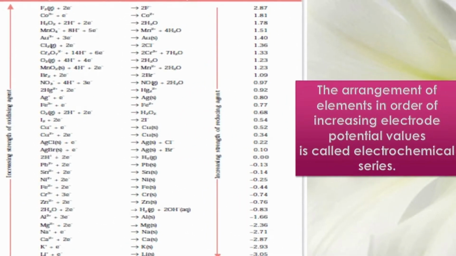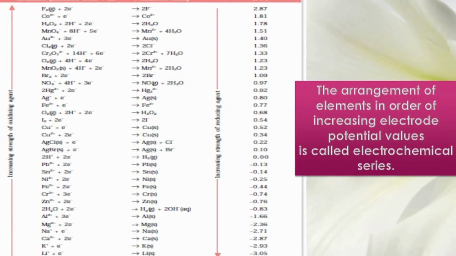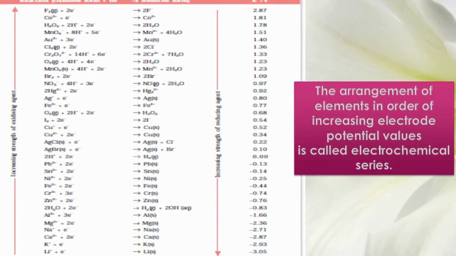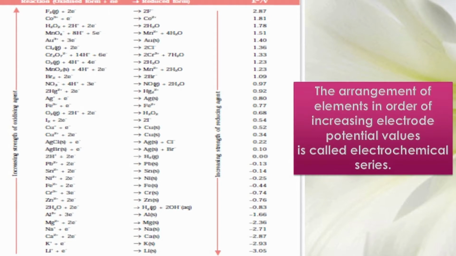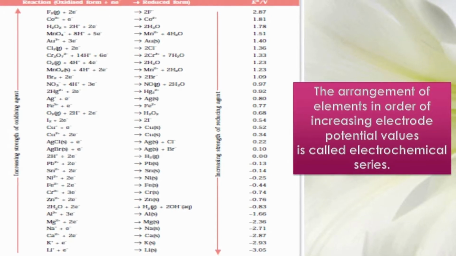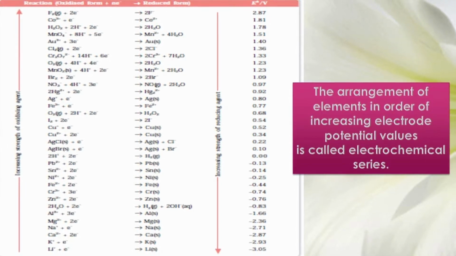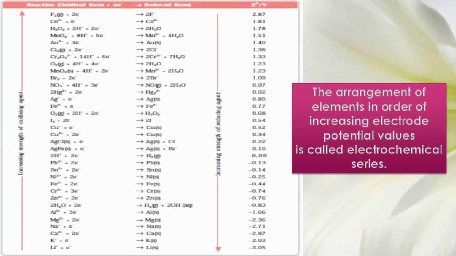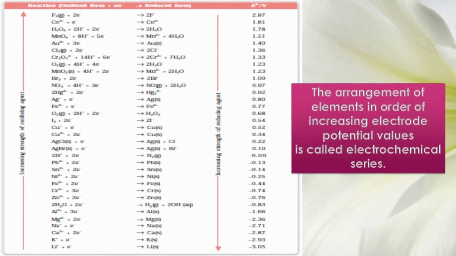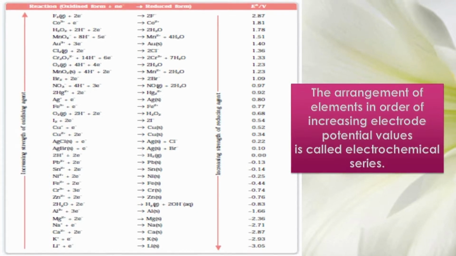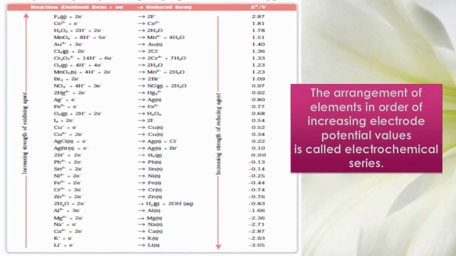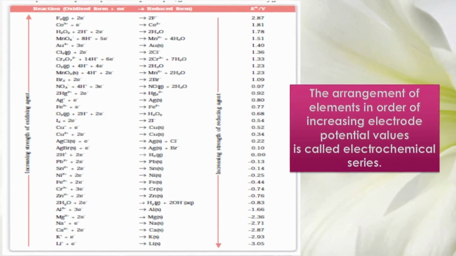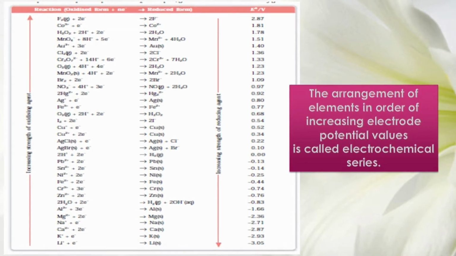The standard reduction potentials or standard electrode potentials of a large number of electrodes have been measured using the standard hydrogen electrode as the reference electrode. These various electrodes can be arranged in increasing or decreasing order of their reduction potentials. The arrangement of elements in order of increasing electrode potential values is called the electrochemical series.